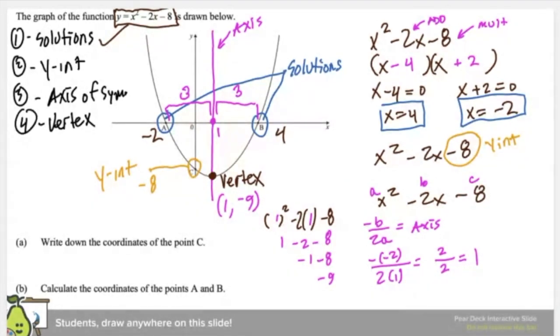So let's answer the questions. What's the coordinate of point C? Oh, that's just going to be 0, negative 8, because it's a y-intercept. Calculate the points of A and B. Oh, we have negative 2 and 4. So it's going to be negative 2, 0, and 4, 0. That's it. So this is what you do every single parabola problem. Any questions about this?